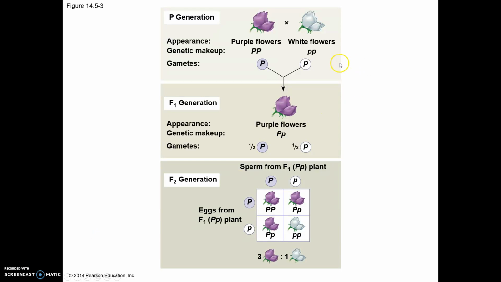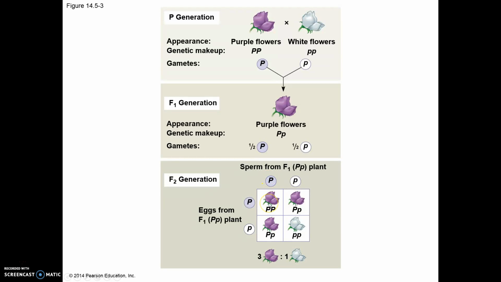So picking up where we left off, we have two true breeding flowers, big P and little p. We create the F1 generation, which will all be big P, and because it has a big P, the flowers will all be purple. But when we go to the F2 generation, we have the law of segregation, so each parent only contributes one.